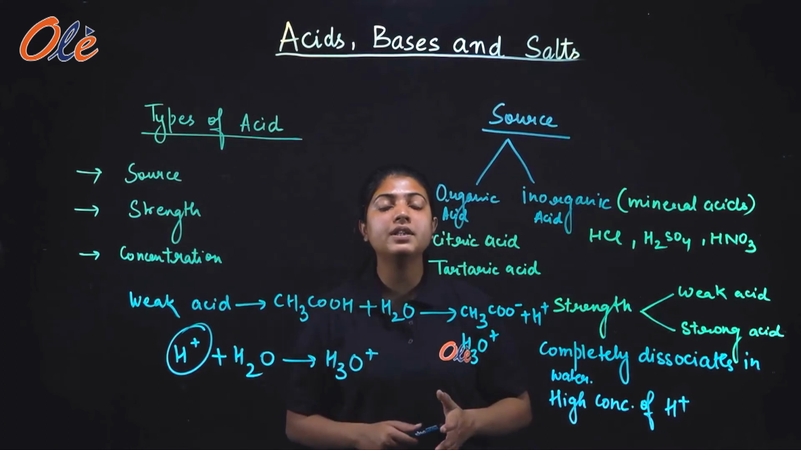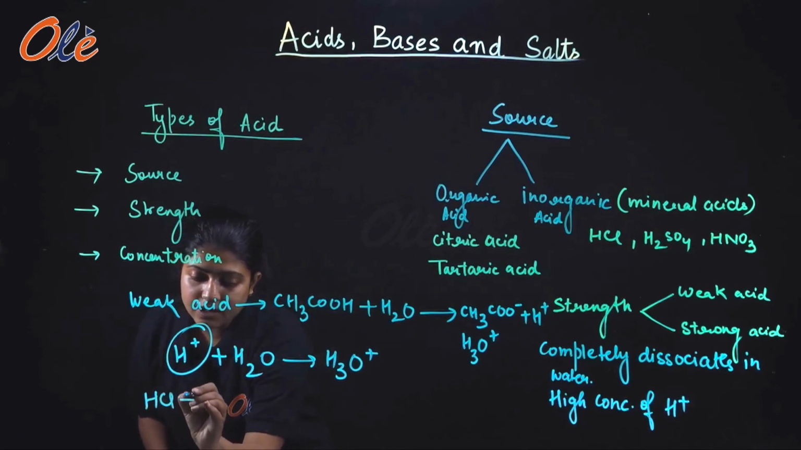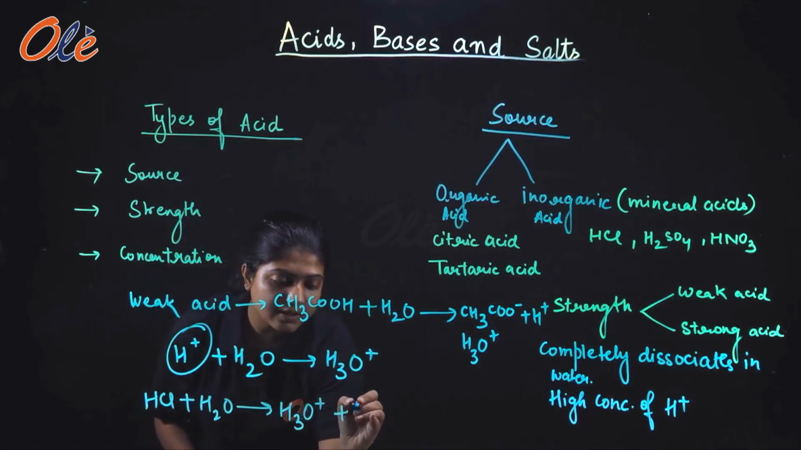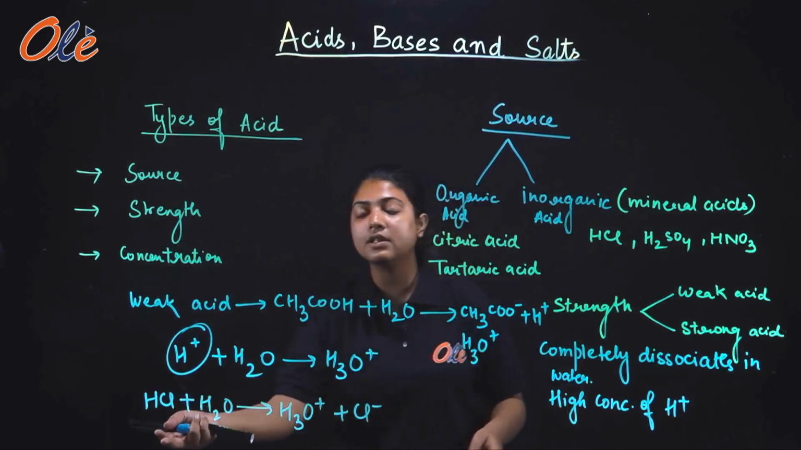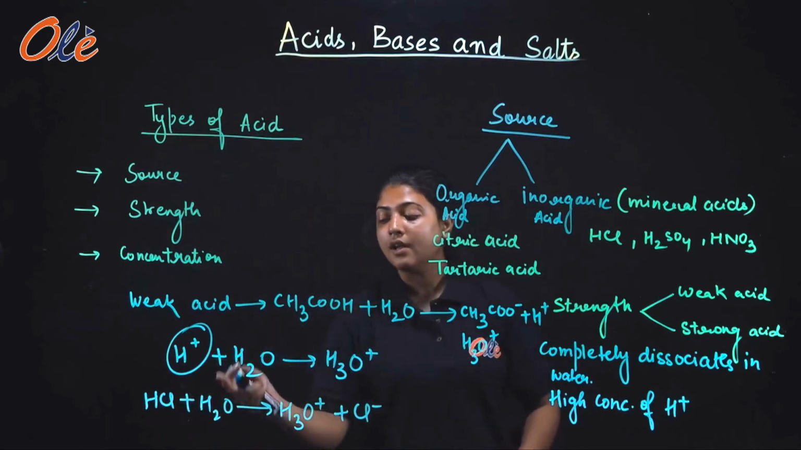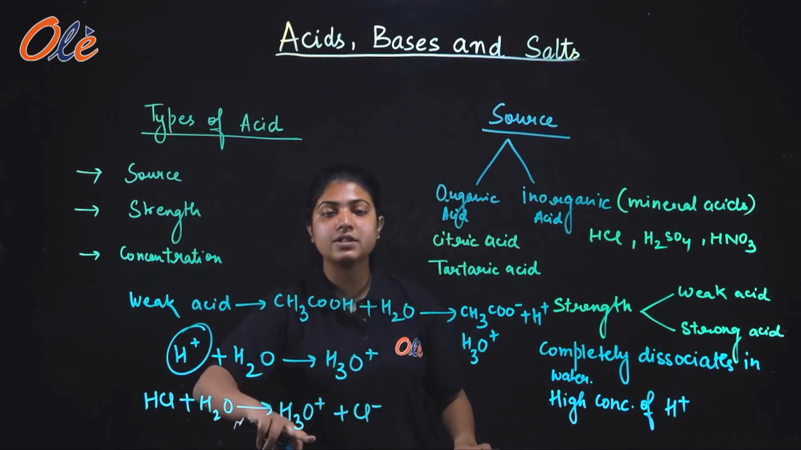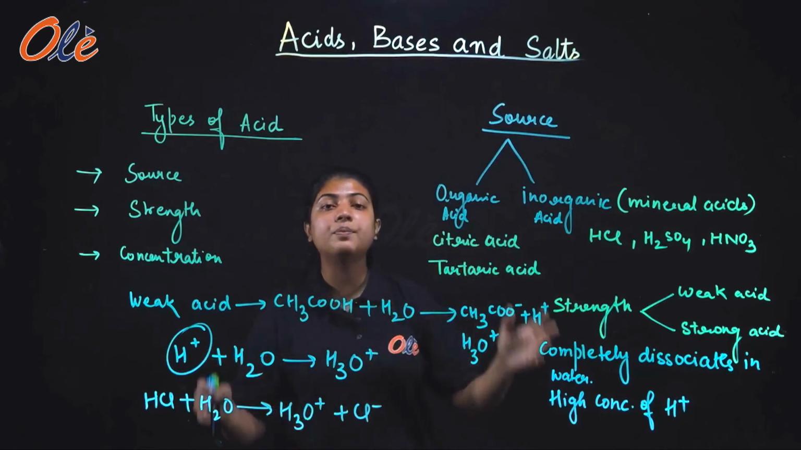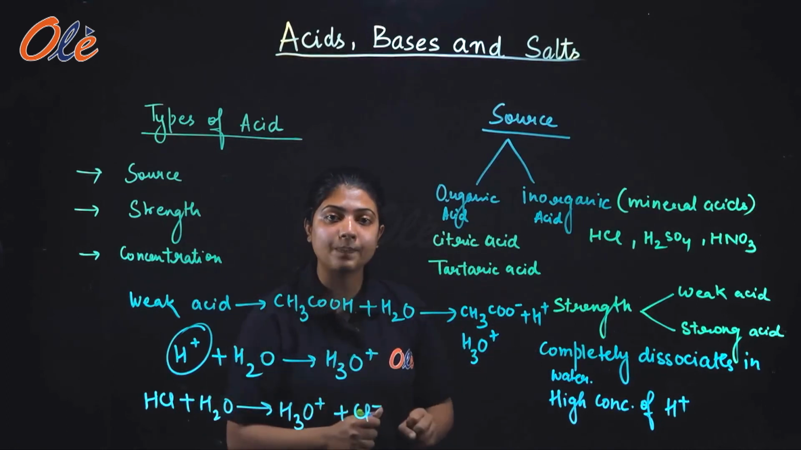So what will be the reaction for a strong acid? The reaction for a strong acid will be HCl plus H2O, which gives hydronium ions plus chloride ions. So here, what is happening? Hydrochloric acid is regarded as a strong acid, and whenever it dissolves in water, it completely dissociates into hydronium ions and chloride ions, whereas a weak acid will not completely dissociate into hydronium ions and other respective ions.